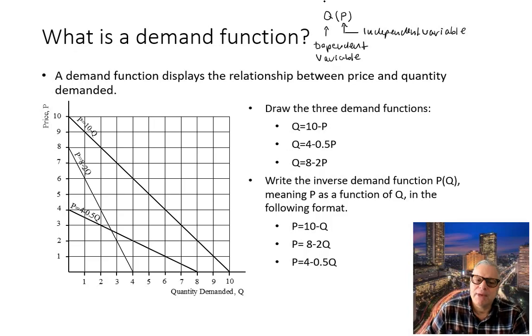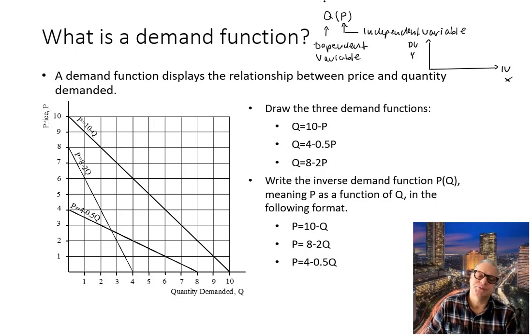Okay, so now by mathematical convention, the dependent variable is typically displayed on the y-axis, and the independent variable is typically displayed on the x-axis. So typically we call the dependent variable y and the independent variable x.